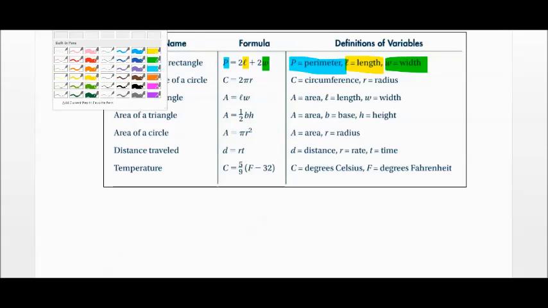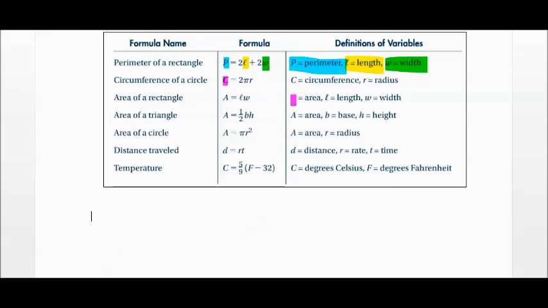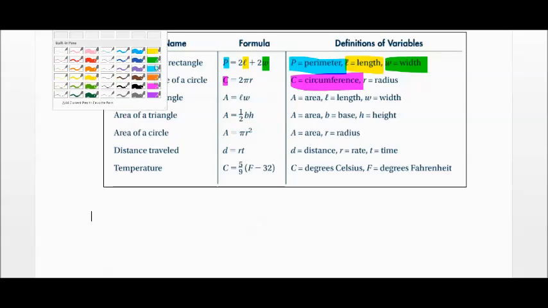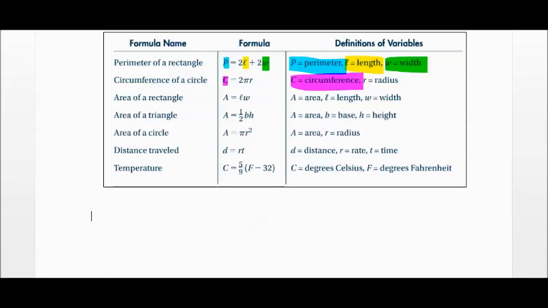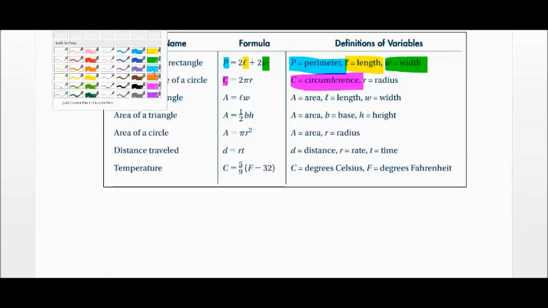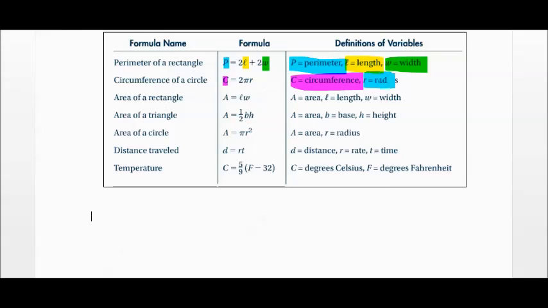Then we have the circumference of a circle, which is kind of like perimeter, but for a circle. So C is circumference. We have radius. I'm going to run out of colors real quick. I'll just have to repeat it. R is the radius. Pi is a number, right? Pi is approximately 3.14. It's not a variable, but it is a constant.